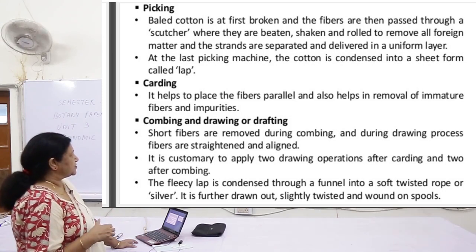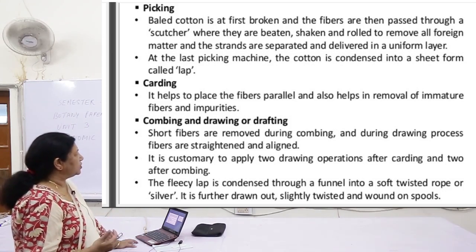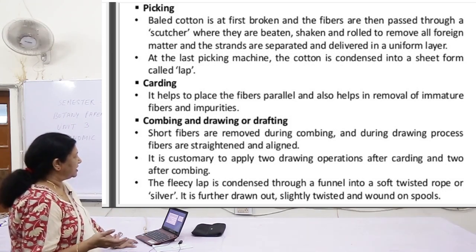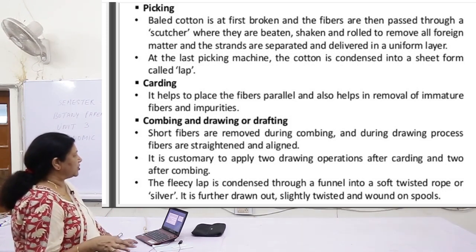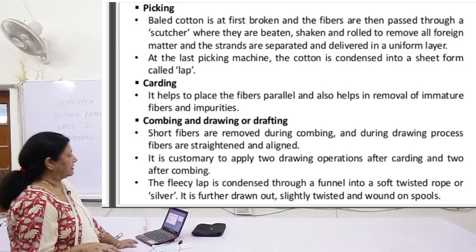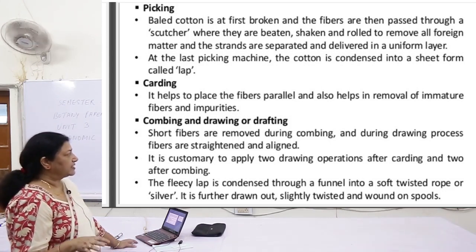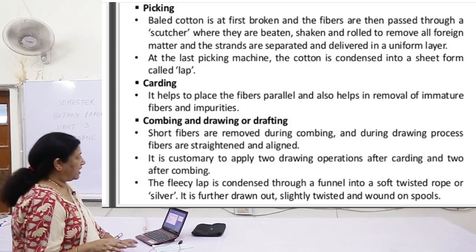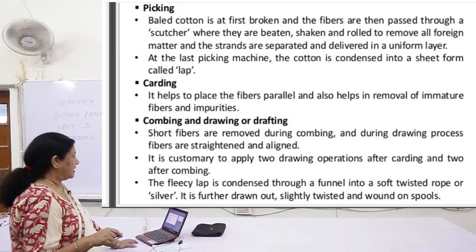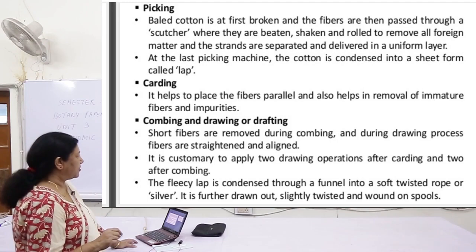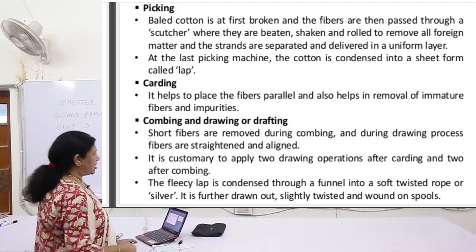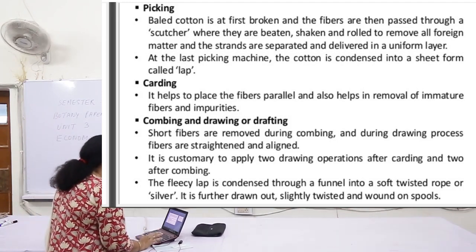Then there is another process which is known as carding. Then we come down to combing and drawing or drafting. The short fibers are removed during combing, and during the drawing process fibers are straightened and aligned. It is customary to apply 2 drawing operations after carding and 2 after combing. The fleecy lap is condensed through a funnel into a soft twisted rope or sliver. It is further drawn out, twisted and then wound onto spools.